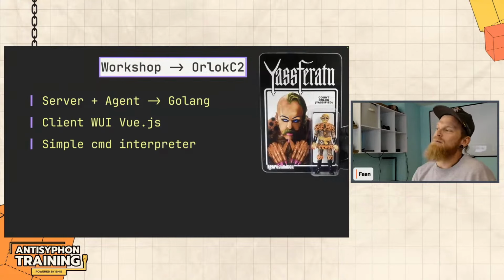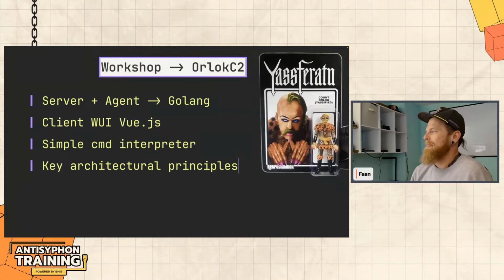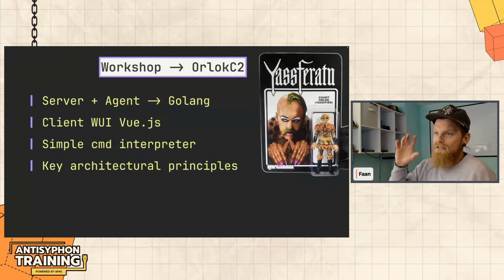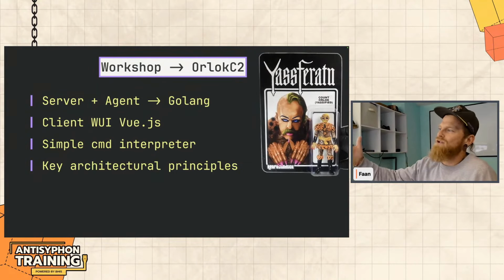It's going to have a very simple command interpreter because the goal is to build the entire framework, not zoom in on the agent too much. You're going to learn awesome key architectural principles. Even if you are not in offensive security, even if you have no intention of ever building a C2, I think it's an awesome project to take on, especially as a beginner, because you're going to learn such a wide variety of key skills that are totally transferable to other forms of development as well.